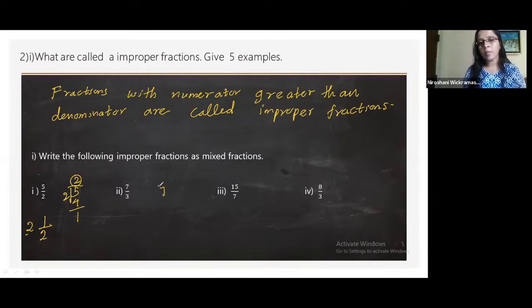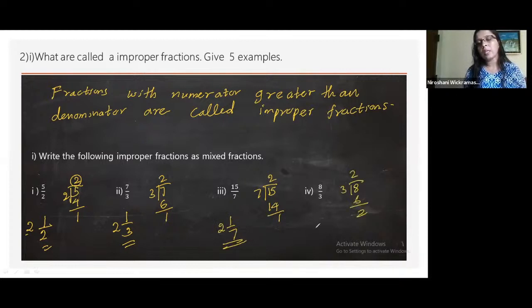And 7 divided by 3. 2. 2 times 3 is 6, 1 remaining. So here 2 and 1/3. Then write the next one also as a mixed fraction. 15 divided by 7. 2. 2 times 7 is 14, 1 remaining. Then 2 and 1/7. 8 divided by 3, 2. 2 times 3 is 6, 2 remain. 2 and 2/3. This is the answer.